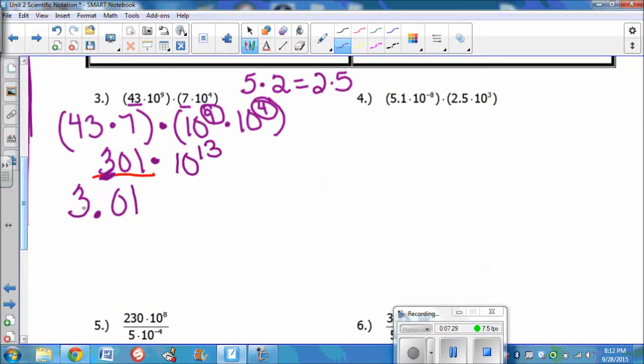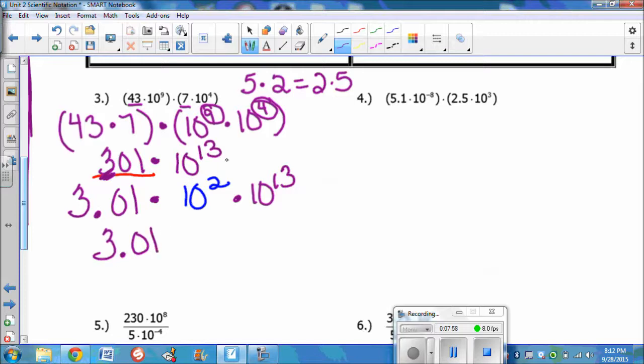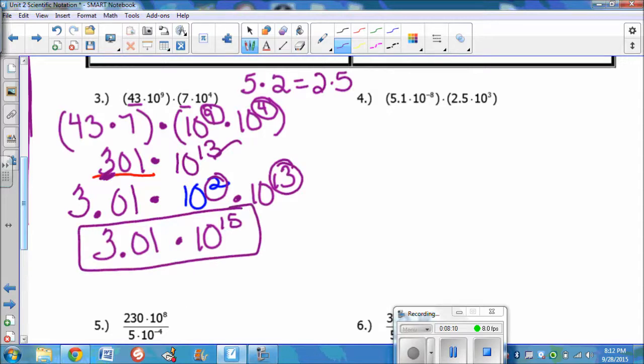So we would have to multiply that 3 by 100, which is really 10 to the second power, right? So I just wanted to write that out, but I'm going to take that out of there and put in what is 100 with an exponent, and you know it's 10 to the second. So now we have our coefficient where we need it to be, 3.01 times 10. Go ahead, add your exponents, 10 to the 15th. And there's our final answer for that one.